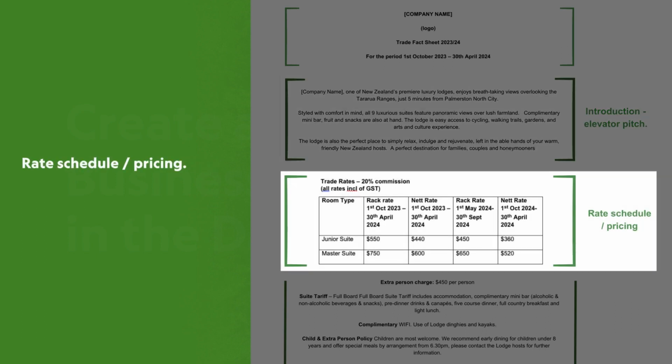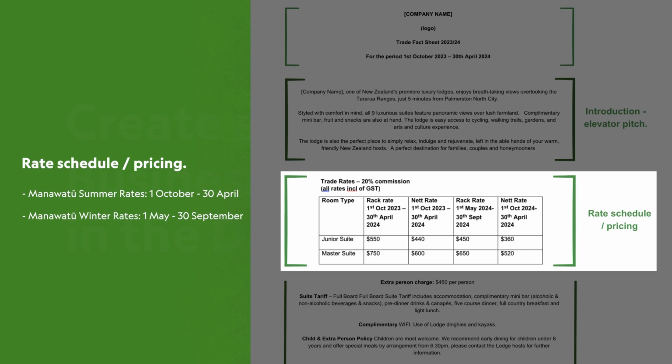On the rate schedule, you will see there is a rack and net rate. The rack rate is the retail rate you would sell direct to a consumer. The net rate is your rack rate minus 20%. This is what you will receive from the travel trade. Clearly state your rates GST inclusive of 15%.